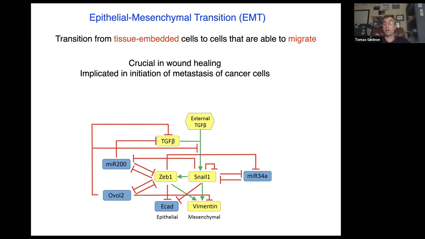Okay, but obviously if this goes wrong, and this phenotype happens for a cell which is cancerous, it has wrong consequences. So here's a network which people think of as one of the networks which contains all the important players. The bottom two things here, ECAD and Vimentin, are markers for the two different phenotypes, okay? The epithelial phenotype and the mesenchymal phenotype.